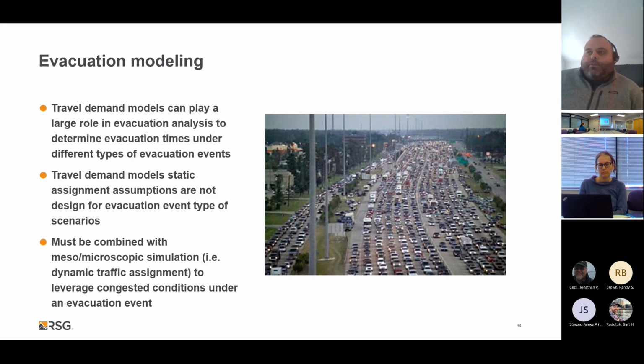And in general, with the travel demand model, without combining it with a meso or microscopic simulation, your travel time results for an evacuation event, a no-notice evacuation event, could be 50 to 100% off on the total travel times without taking that into context on the assignment side.